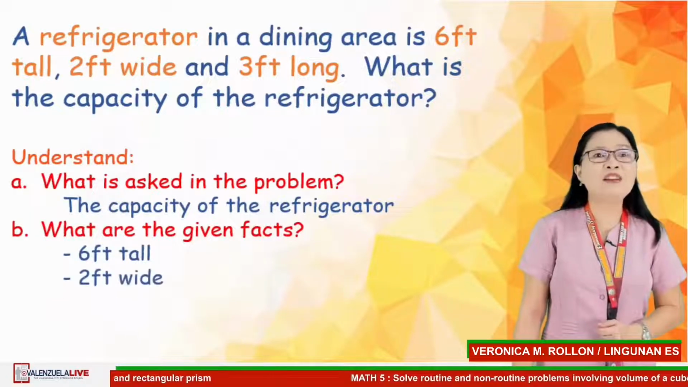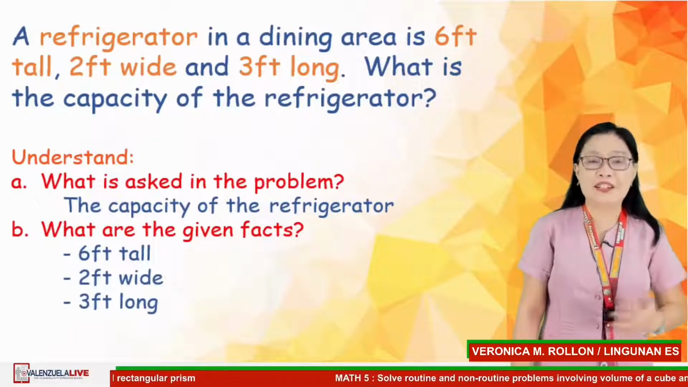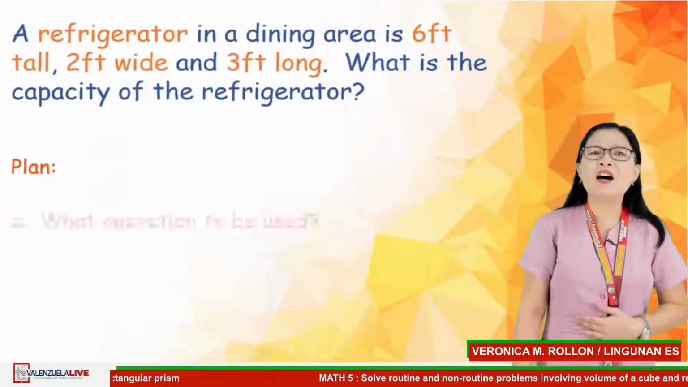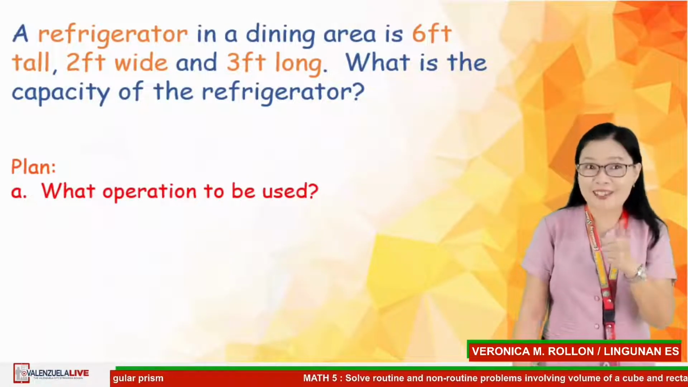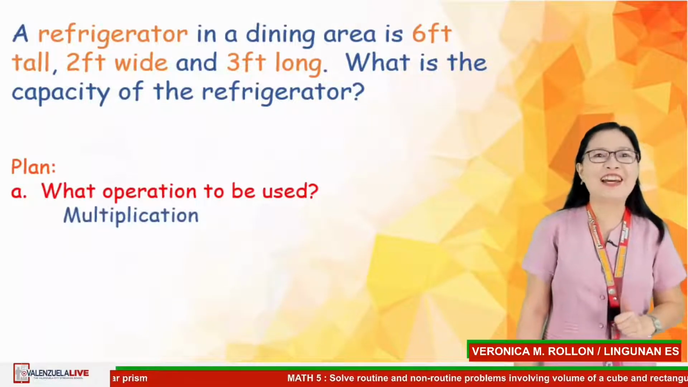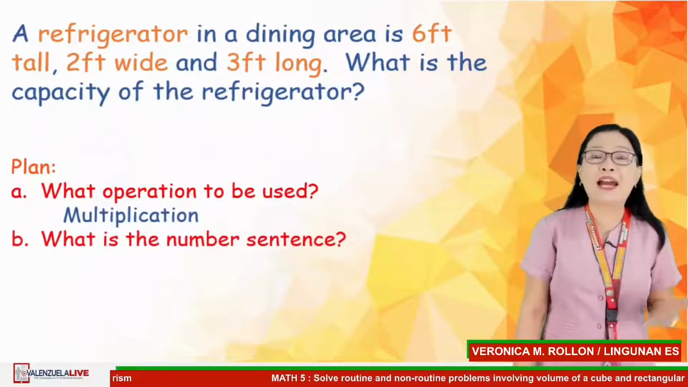6 feet tall, 2 feet wide, and 3 feet long are the given facts. And let's plan. What operation is to be used? Yes, it's multiplication. Correct. Now, what is the number sentence? We're going to apply the formula.